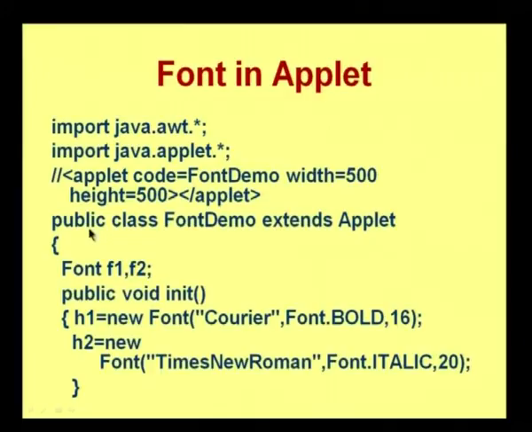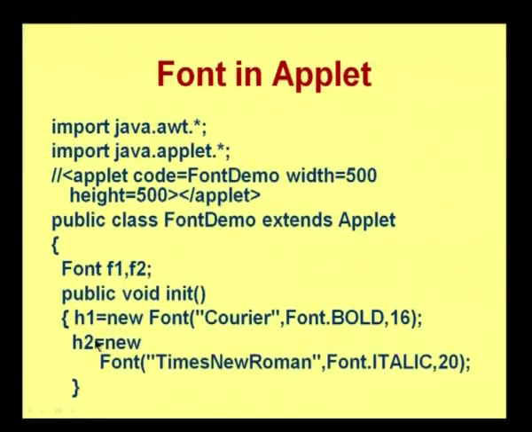So here you can see we have an applet. We have two font objects. These font objects are used to decide what type of font is used for a particular content. Here I have h1 is equal to new Font. This is in the init method, so in your initialization, I am initializing the two fonts. One is Courier, Font.BOLD, and then the size. Again I have another Font class object where I have specified Times New Roman, Font.ITALIC and 20. So here you can see two different fonts.